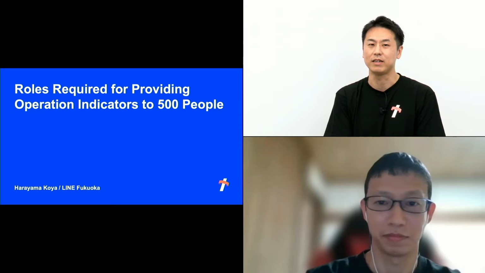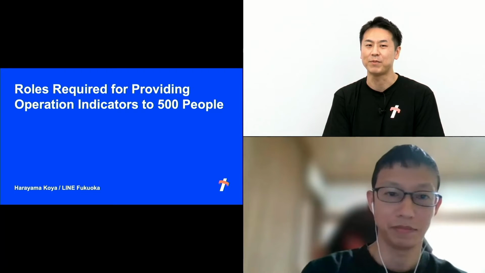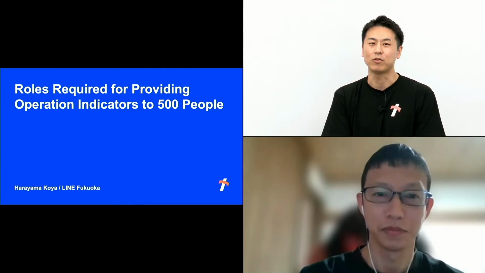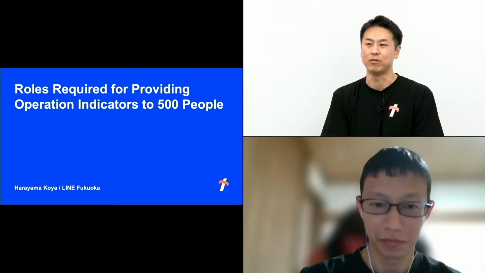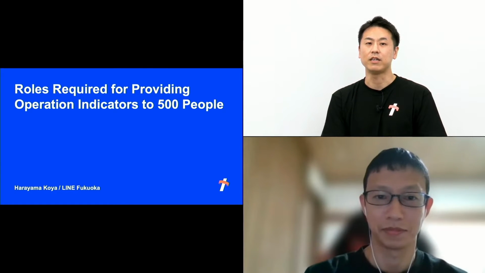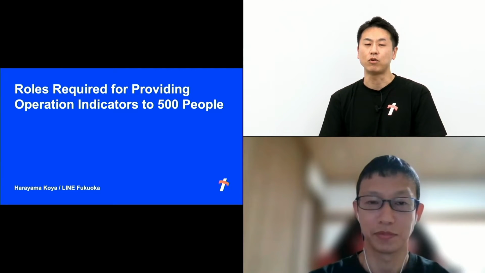Another reason is KPI management. Once we start managing KPI, we can't say halfway to give up. So if we decide to manage KPI, we must be successful. So that's why we thought we need to define roles.